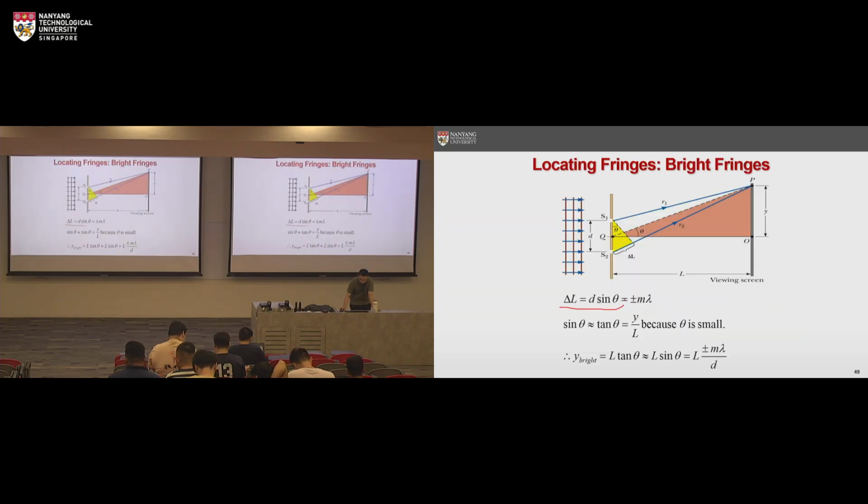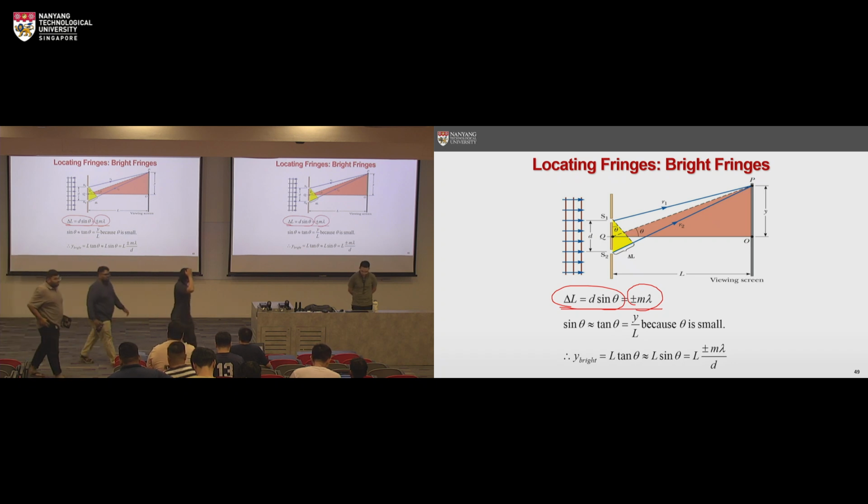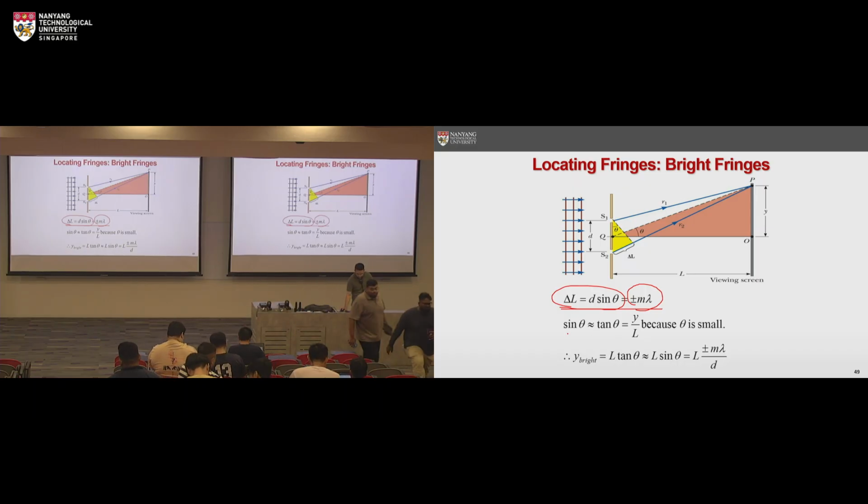If you want to generate a bright fringe, your optical path length difference should equal a full integer multiple of the wavelength, so it should equal m lambda. Because we always assume theta is very small, sine theta equals tangent theta, and tangent theta equals y over L. So in the end, you get this equation: y equals L m lambda over d. This y is the fringe.